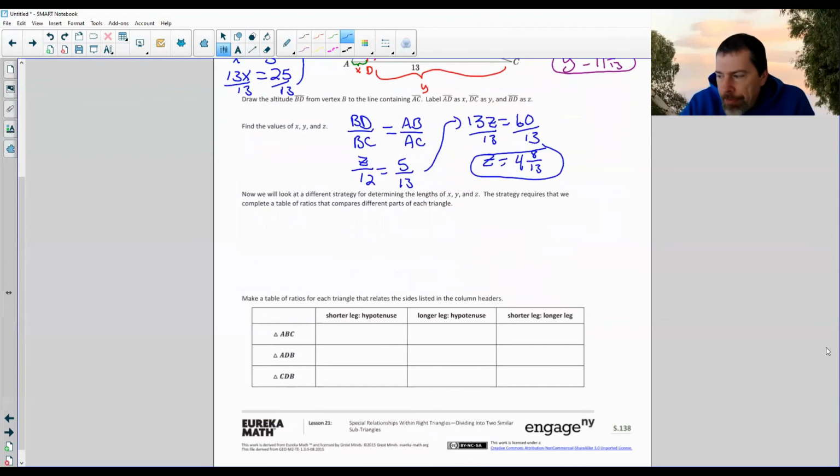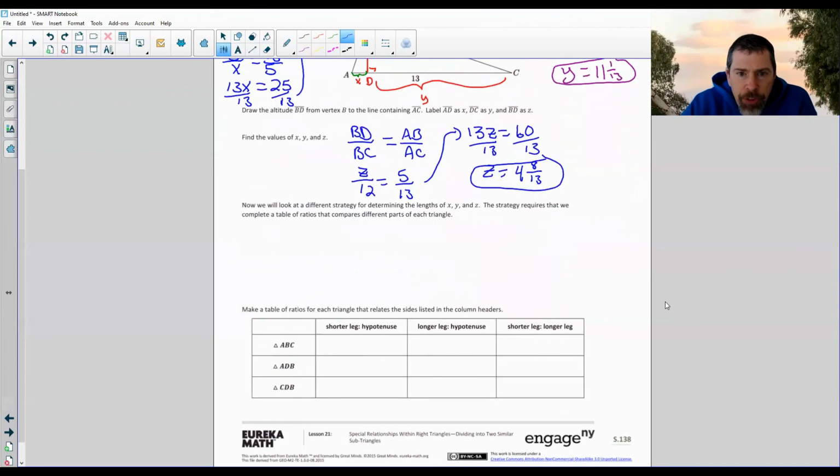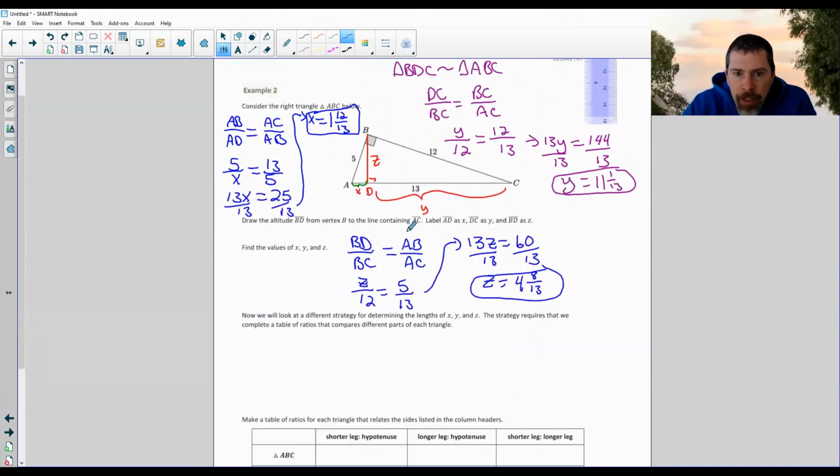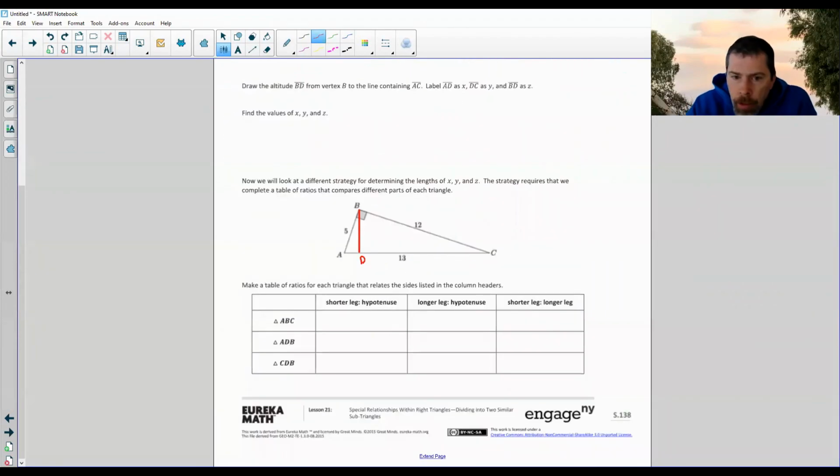Okay, so now we have this table. So we're going to set up proportions. So rather than having to scroll back and forth, let me erase this and I'll bring the diagram down here. Okay, so here we have the diagram again. All we have is that altitude that was drawn, BD, and the 3 sides of the original triangle.